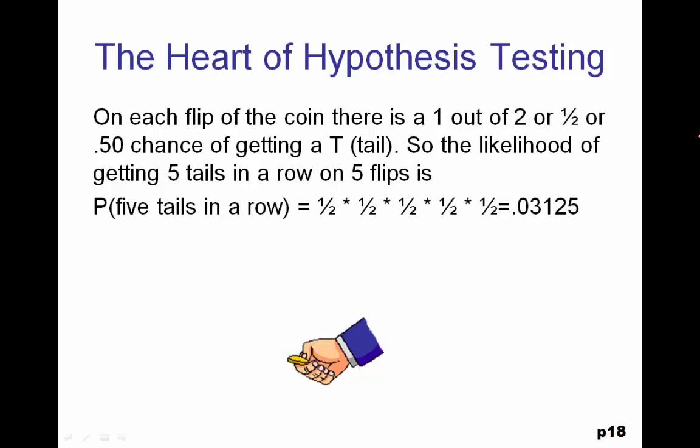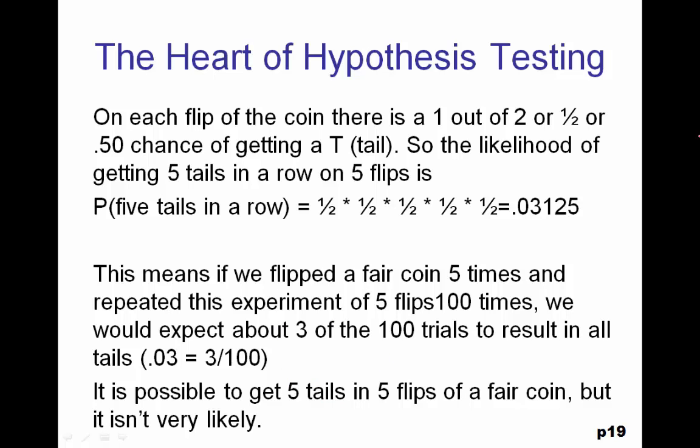On each flip of a coin, there is a 1 out of 2, or a 1/2, or as a decimal, a 0.50, or as a percent, a 50% chance of getting a tail. So the likelihood of getting 5 tails in a row would be 0.03125. This means if we flipped a fair coin 5 times and repeated this experiment of 5 flips 100 times, we would expect about 3 of the 100 trials to result in all tails. 0.03 is equal to 3 out of 100. It is possible to get 5 tails in 5 flips of a fair coin, but it isn't very likely.